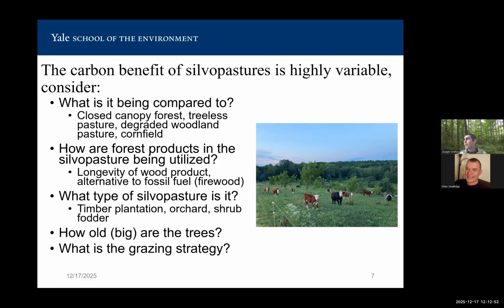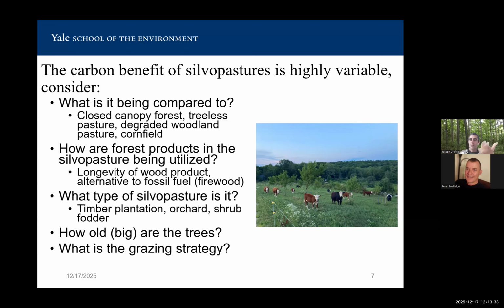A cornfield has incredibly different carbon dynamics than a silvopasture. So, what are you comparing it to, and what farming systems I think is really important to just think about as you think through this process. In the study I'm going to talk about today, we compared it to treeless pasture. How are forest products utilized? Longevity wood products, alternative to fossil fuels such as firewood. Are they producing these things? That's a really important question because the longevity or the replacement value of the carbon coming out of those forest products can be a really important factor in the benefit of silvopasture.